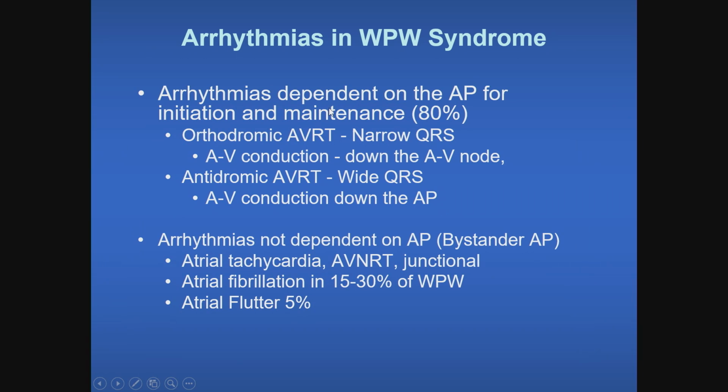Arrhythmias that are dependent on the accessory pathway can occur during Wolff-Parkinson-White syndrome and include orthodromic AVRT, as we already talked about, and then they can have antidromic AVRT. That would produce a wide QRS where you go down the accessory pathway and up the AV node. And they can also have arrhythmias that are not dependent on the accessory pathway, a so-called bystander accessory pathway. So they can have atrial tachycardias, AVNRT, junctional rhythms with bystander accessory pathway.